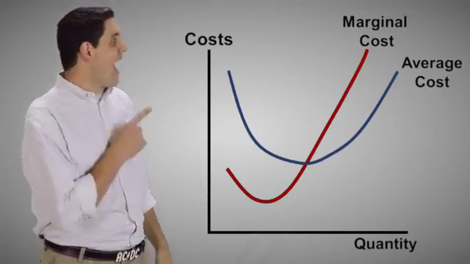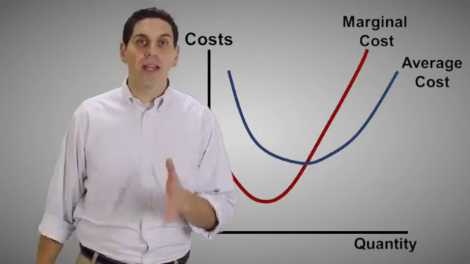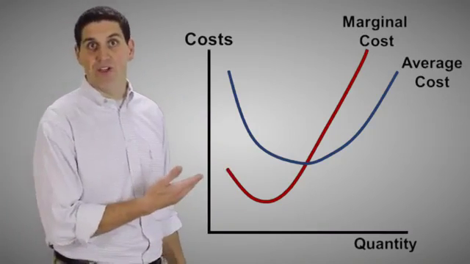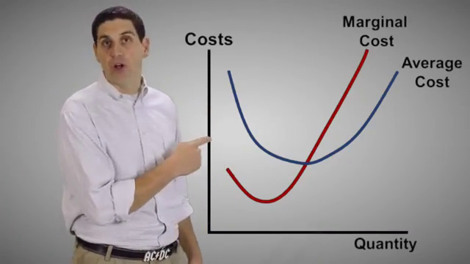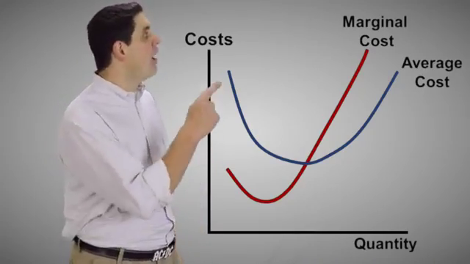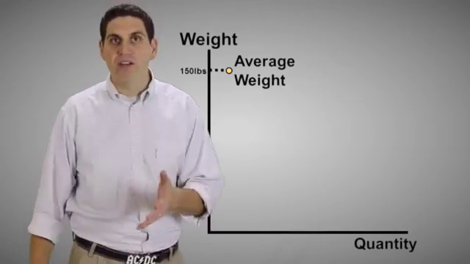Next up, why does the average total cost go down, hit a minimum, and then go back up? This is because of the relationship between marginal and average. If the marginal cost is below the average total cost, it's going to pull the average total cost down. When the marginal cost goes above the average total cost, it's going to pull the average total cost back up. Let me give you an example to help you understand the idea.